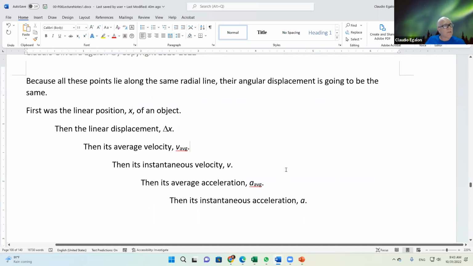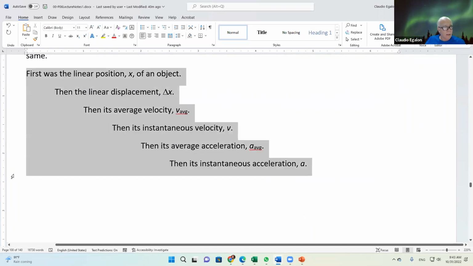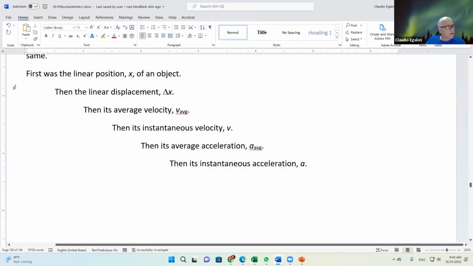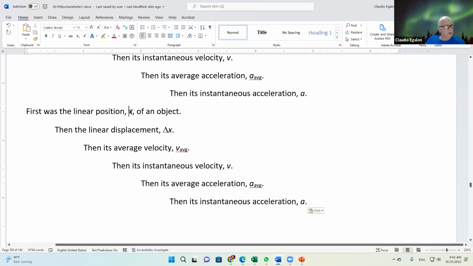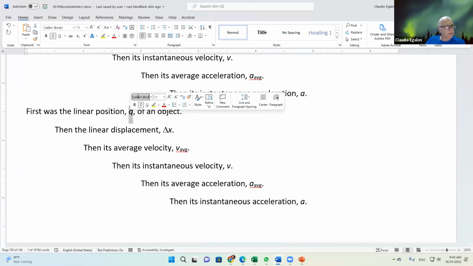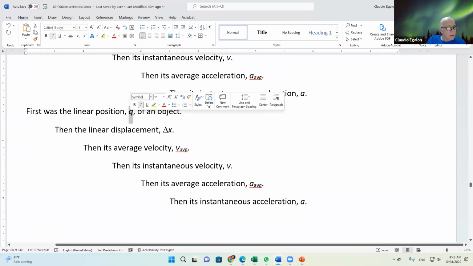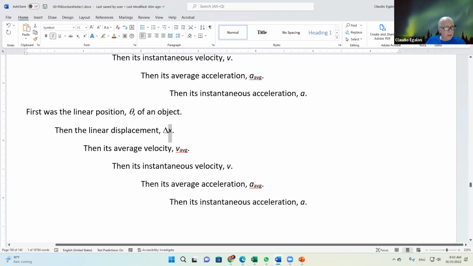Okay, so how does this recipe apply to angular kinematics? First we have the angular position of the object, theta. Then we have its angular displacement, delta theta.